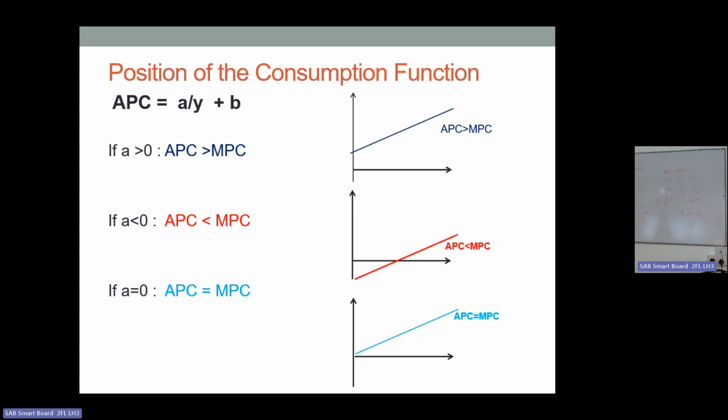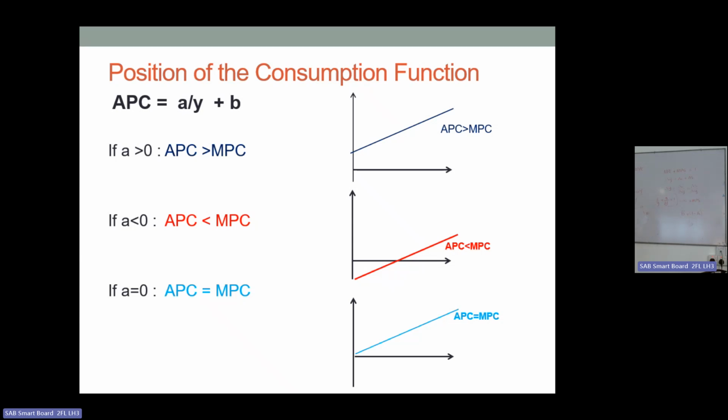When A equals 0, the autonomous part becomes 0, no? Right? So then APC equals MPC. So when A equals 0, APC equals MPC. That means the consumption function goes through the origin. So if you draw the consumption function like this, starting from the origin, with an upward trend, right? That implies APC is equal to MPC.